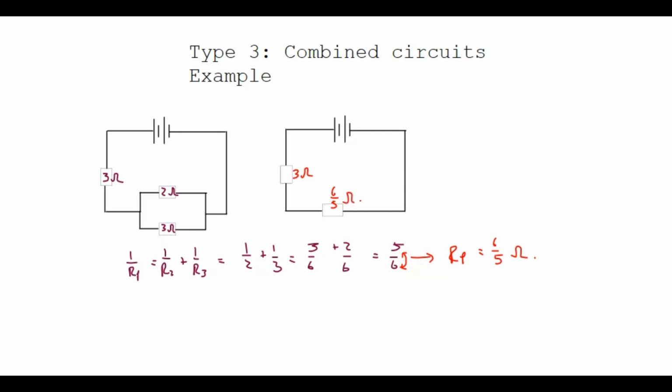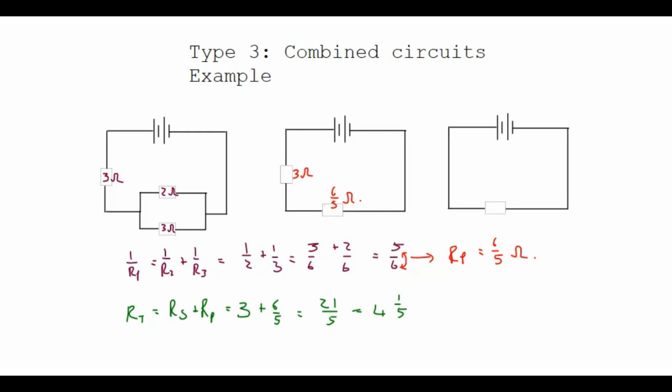Alright, and now, as promised, we can find the effective resistance, R total, equals R series plus R parallel, which would give you 3 plus 6 over 5, and adding those together, you would get 21 over 5. And simplified, 5 goes into 21, 4, and 1 over 5. So our final resistor would have the value of 4 and 1 over 5 ohms.